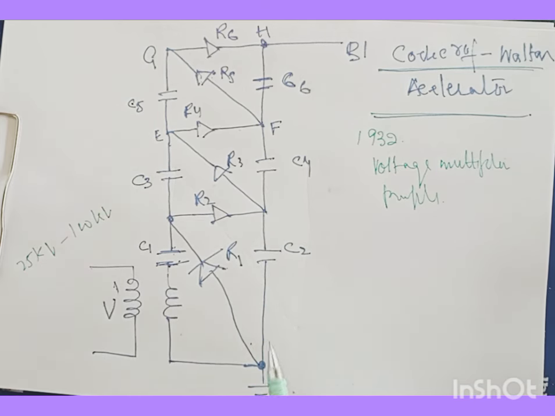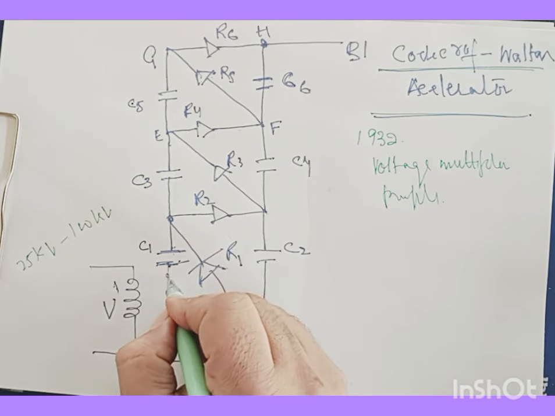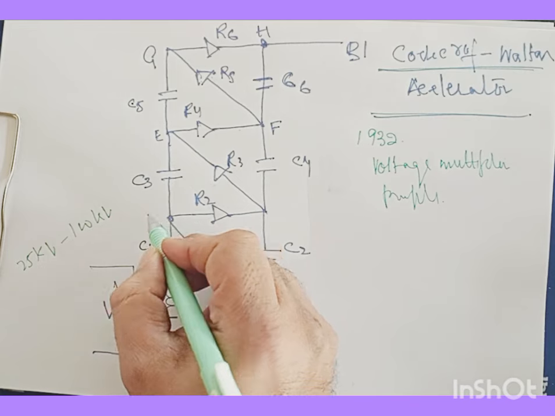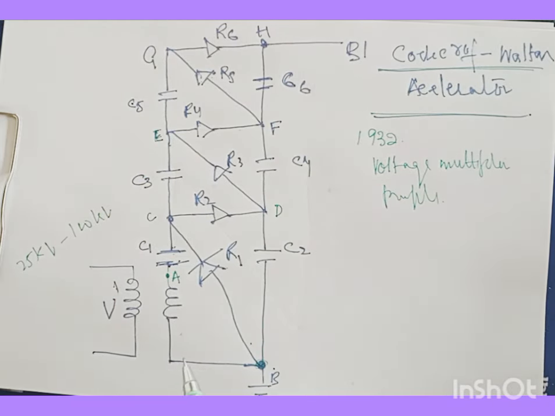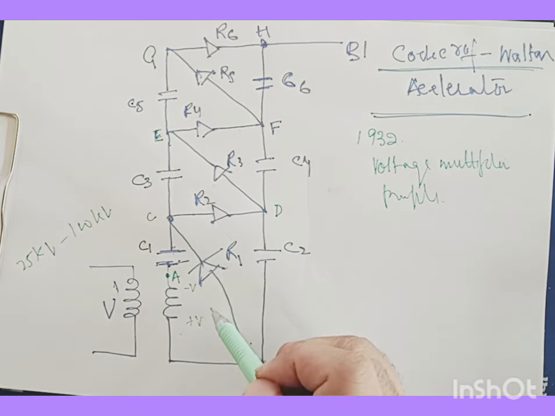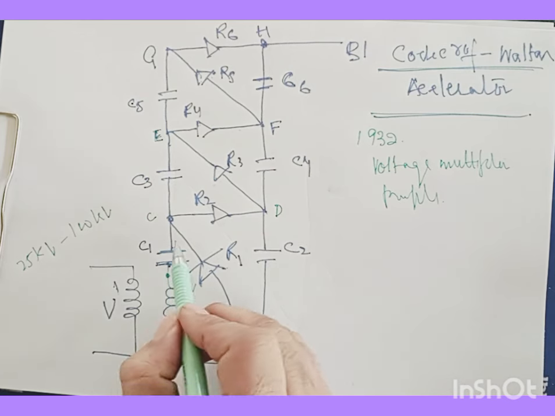Between the two columns of these condensers, the point B is grounded to zero potential. Let me call this point A, this C, this D, and I have already called E and F. What's going to happen here is that the potential of A oscillates between minus V and plus V. For the first negative half cycle, B goes positive with respect to A, and the rectifier R1 conducts. When it conducts, C1 is charged to a voltage equal to V volts.